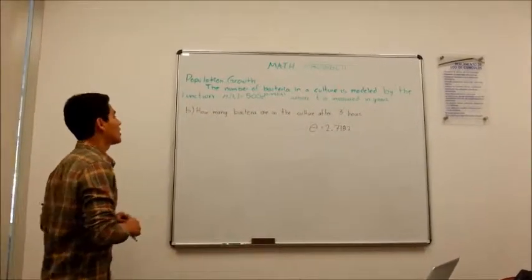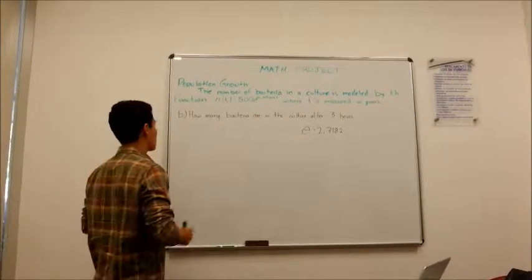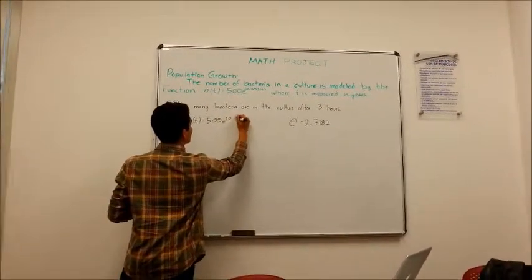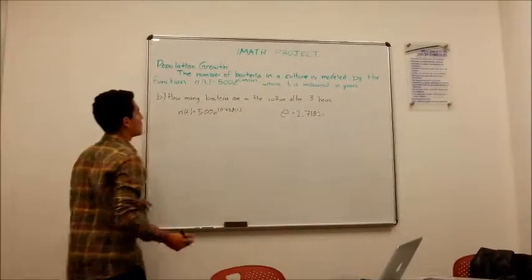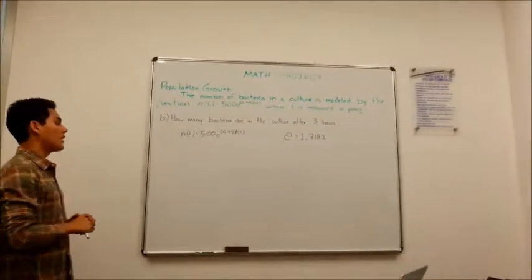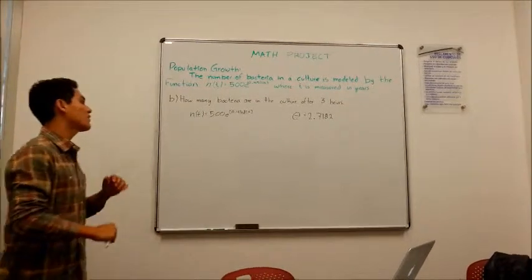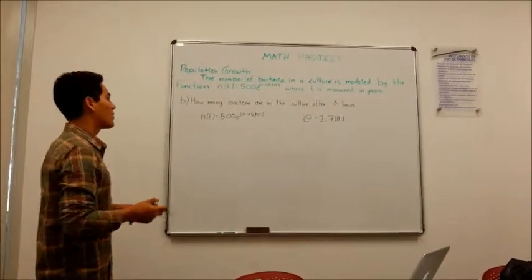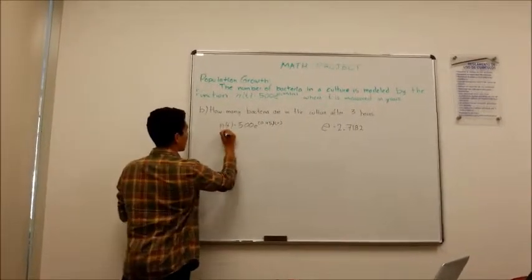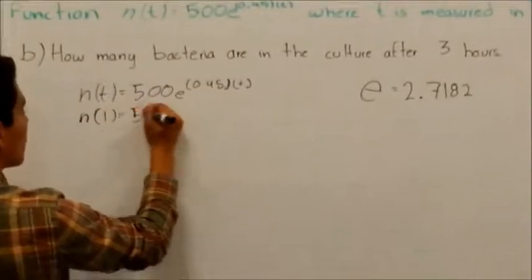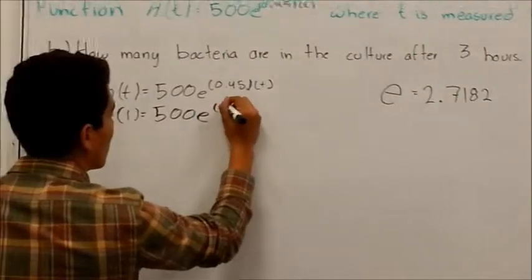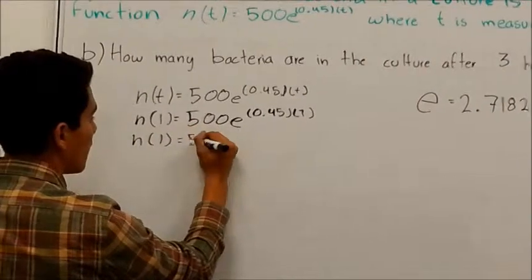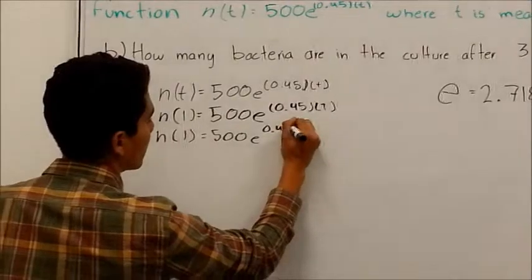The second problem: how many bacteria are in the culture after 3 hours? Well, we follow the function n of t equals 500 times e to the power of 0.45 times t. So we're going to calculate how many bacteria we are going to have after 1 year, and then we are going to obtain the days and the hours to get how many bacteria we are going to have after 3 hours. So we have n of 1 equals 500 times e to the power of 0.45 times 1, and this is equal to 500 times e to the power of 0.45.